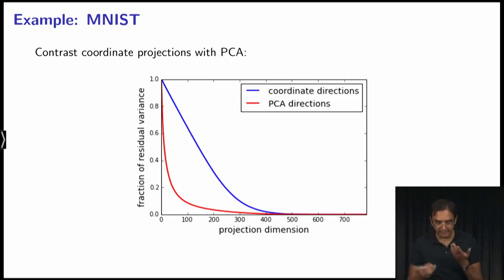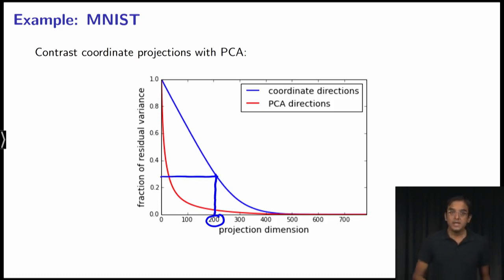So let's interpret this a little bit. Suppose we want to project to 200 dimensions. Let's see what happens on the blue line. If we project to 200 dimensions by simply picking the 200 pixels that have highest variance, then we end up losing about 30% of the overall variance of the data. But if we project to 200 dimensions by doing principal component analysis, then we lose less than 5% of the original variance of the data. So it's a huge difference.